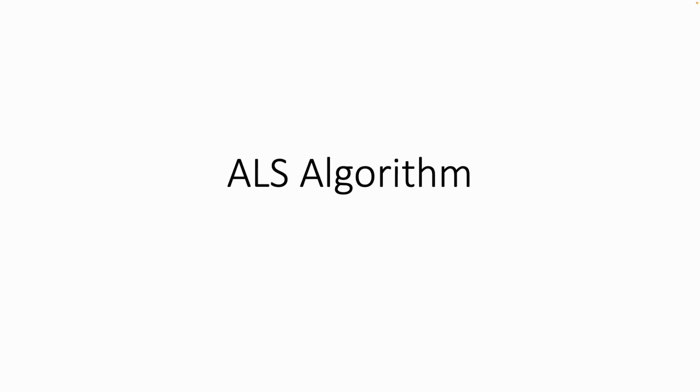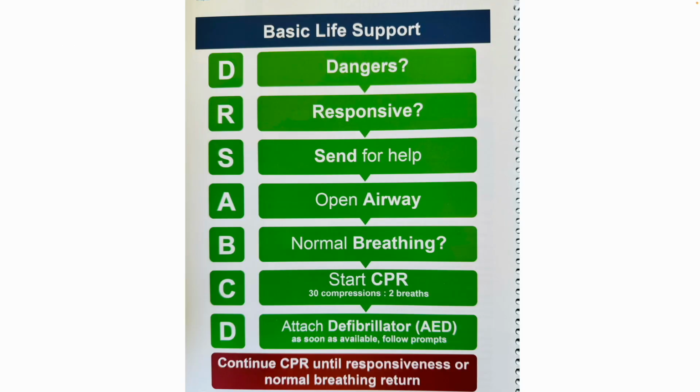Today we're going to talk about the ALS algorithm. Before we start, if you're the first on the scene, you do your BLS, so check for danger, and then check for responsiveness, hard taps on the patient, and try to get a response. If you don't get a response, send for help, and if you're in a hospital, call a code blue.